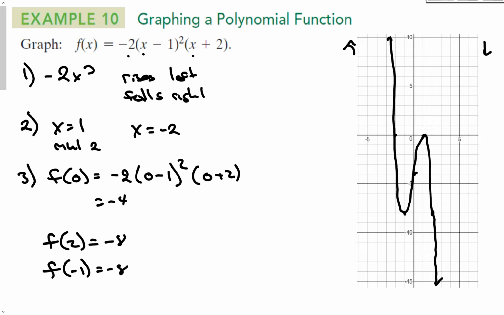Not super pretty, but remember the 5 steps. Step 4 was to determine whether it's even or odd. We have x to the first power there, x squared there, so it's neither. Step 5 was to use the fact that this has x to the third power. We should have 2 turning points in this function, which we do.